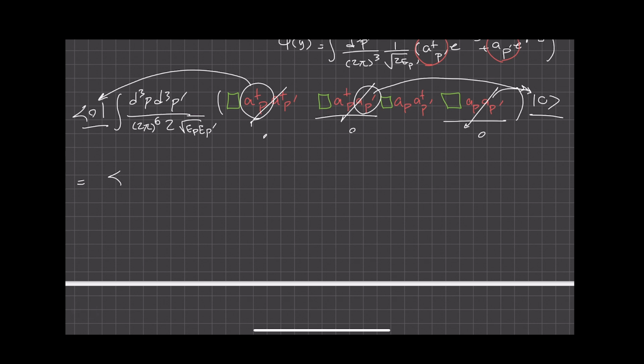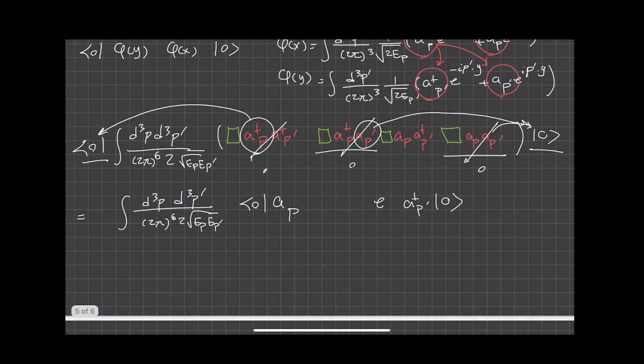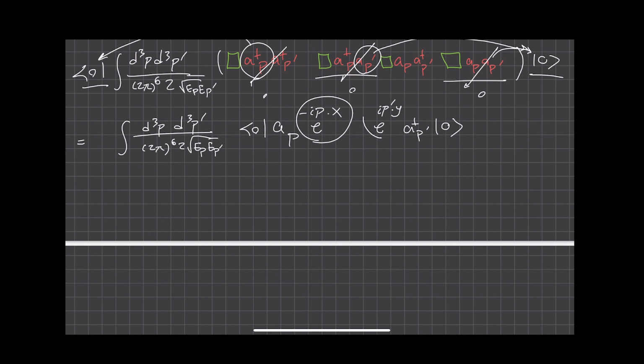Okay, now I can rewrite it as the expectation value. Now I have the vacuum, then I have a p, a dagger p prime, and then I have the exponential term, exponential of i p prime dot y and exponential of i p dot x. So I can take these two out also. I'm going to put them here. And then I'm going to go to this term.